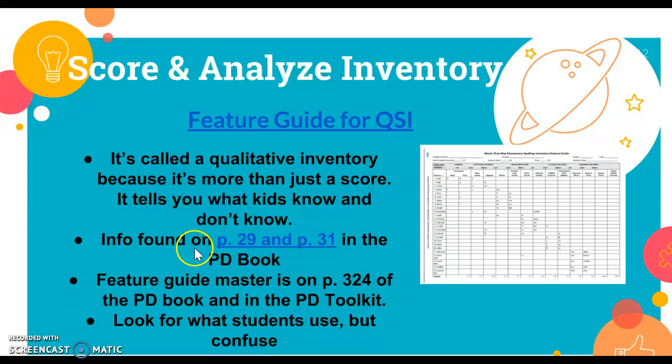The information on this assessment is in your PD book on page 29 and 31. I would definitely refer to and read over those pages. Feature Guide Master is on page 324. So this document on the right-hand side of the slide is on page 324, as well as in the PD toolkit. Okay, so let me show you an example of what this looks like.